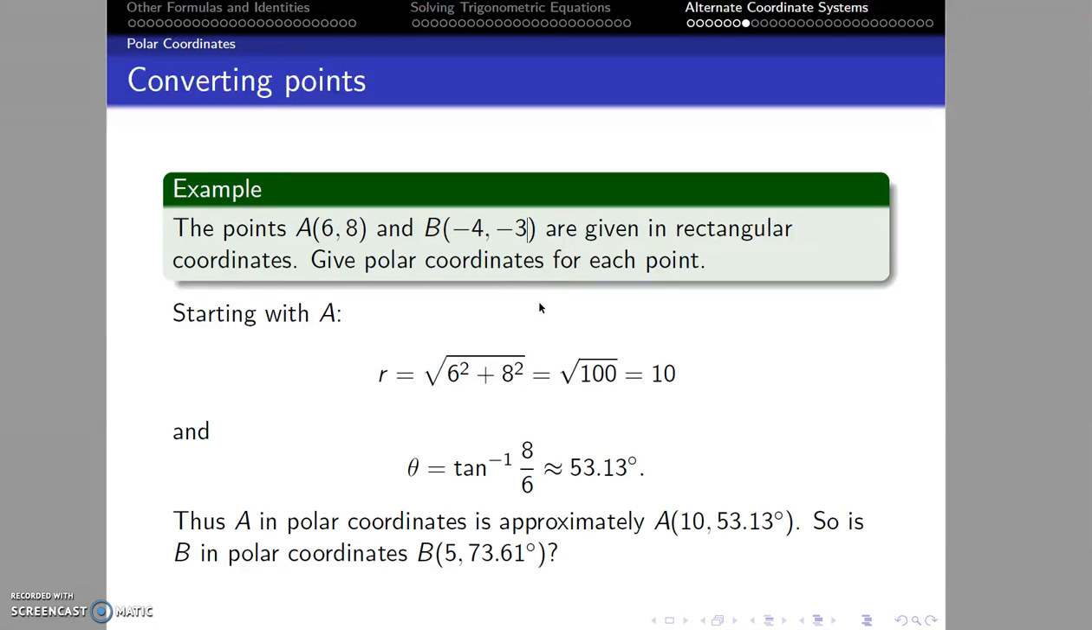And so the question I want to leave you with is, does that mean that theta, being the arctangent of -3 to -4, is going to be 73.61 degrees? So think about that for a second, take into account everything that we've just mentioned, and give me your response, and we'll say a little bit more, and that will be it for now.